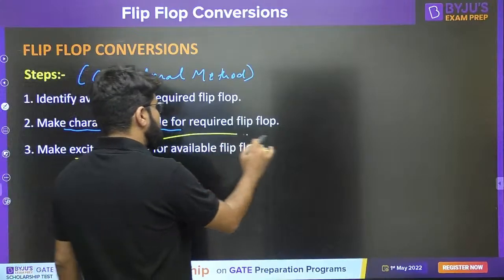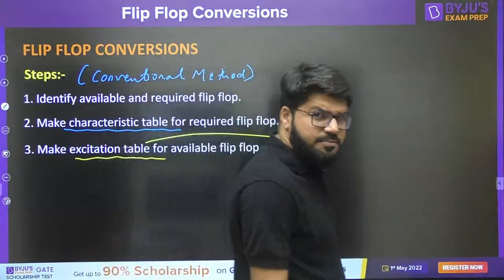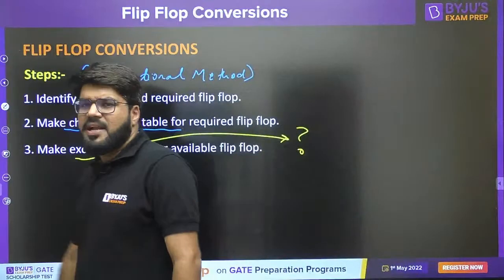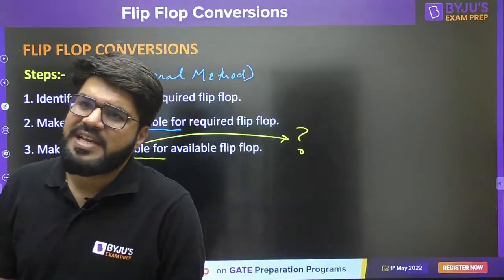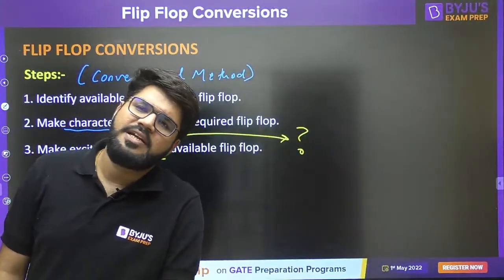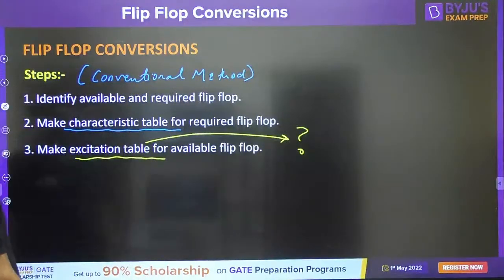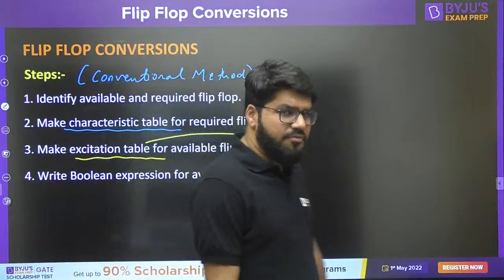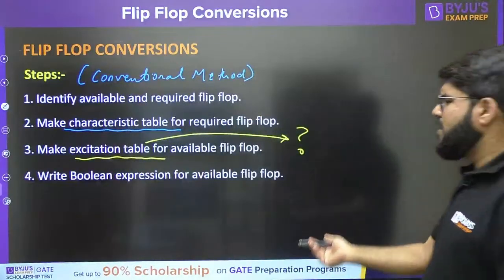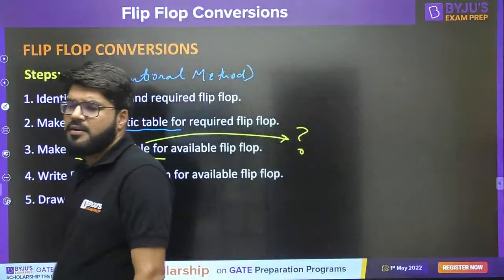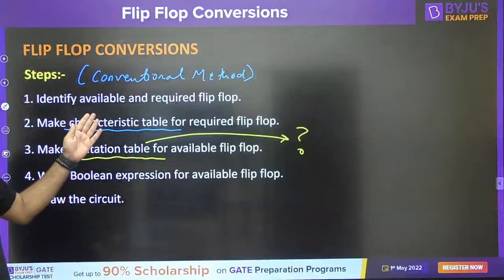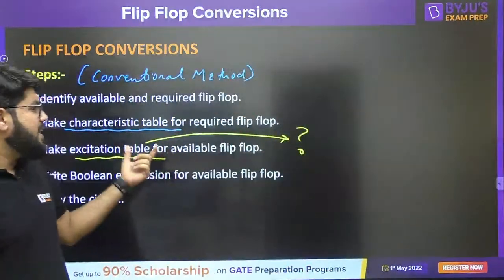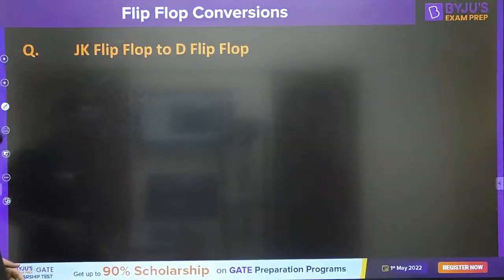Now sir, what is the excitation table? I will explain that. I have explained the characteristic table. In today's class I will also explain the meaning of the excitation table and how to write down the excitation table for any flip-flop. Next, write down the Boolean expression for the available flip-flop, and once you get the Boolean expression, just simply draw the circuit. So mainly 2 things: the characteristic table for the required flip-flop, and the excitation table of the available flip-flop. Let's have a look into this.